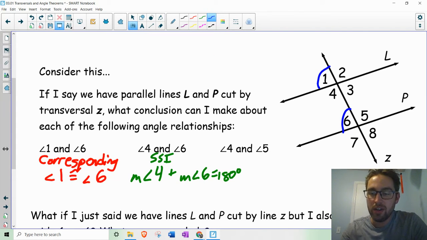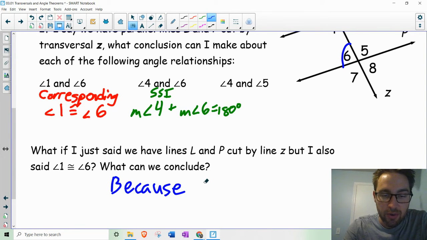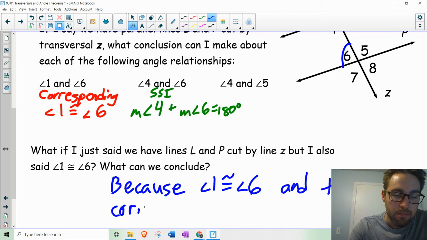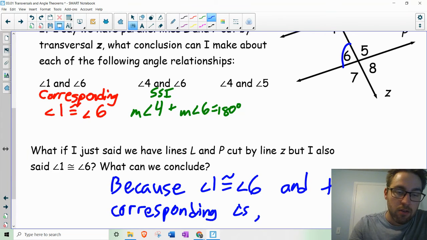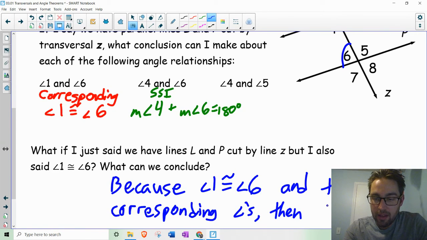Well, if those two angles are congruent, those are corresponding angles. So the conclusion that we could draw, the thing that we could say is, because those angles are congruent, angle 1 is congruent to angle 6, and they are corresponding angles, then that means those lines are parallel. L is parallel to P.